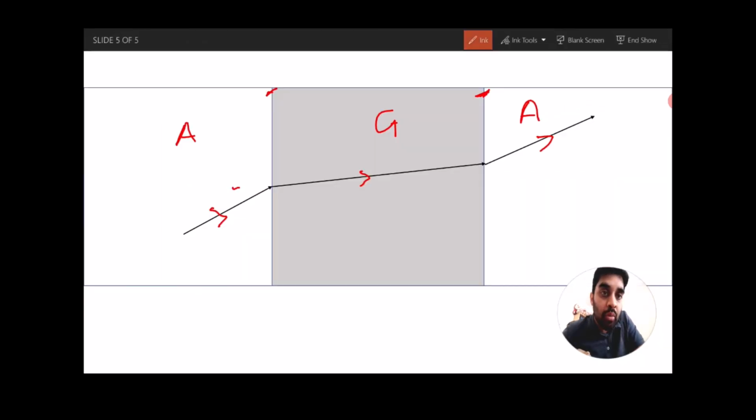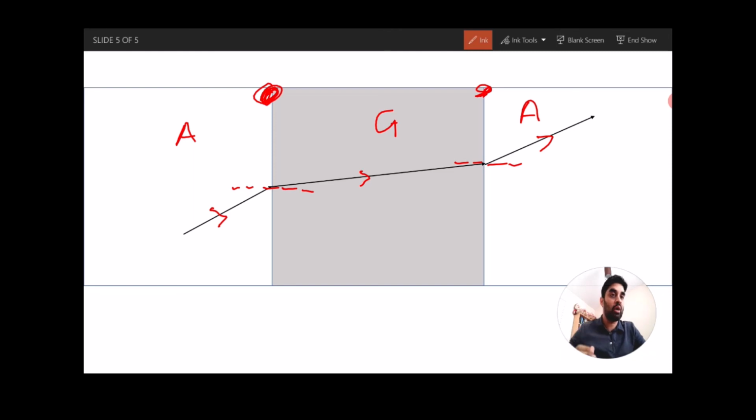So if I was to draw a normal here, very badly drawn, you can see that over here, as it goes from air to glass on this boundary, the first boundary, it bends towards a normal. As it goes from glass back to air, it bends away from the normal.